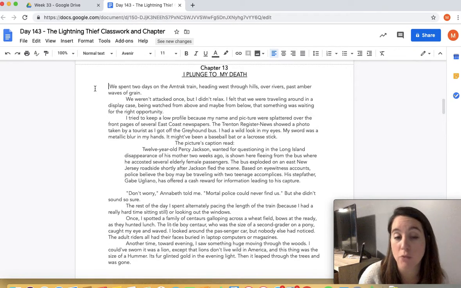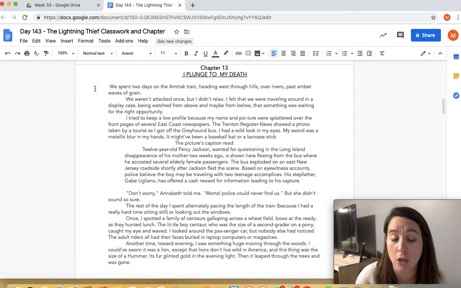It might have been a baseball bat or a lacrosse stick. The picture caption read, "12-year-old Percy Jackson, wanted for questioning in Long Island disappearance of his mother 2 weeks ago, is shown here fleeing from the bus where he accosted several elderly female passengers. The bus exploded on an East New Jersey roadside shortly after Percy fled the scene."